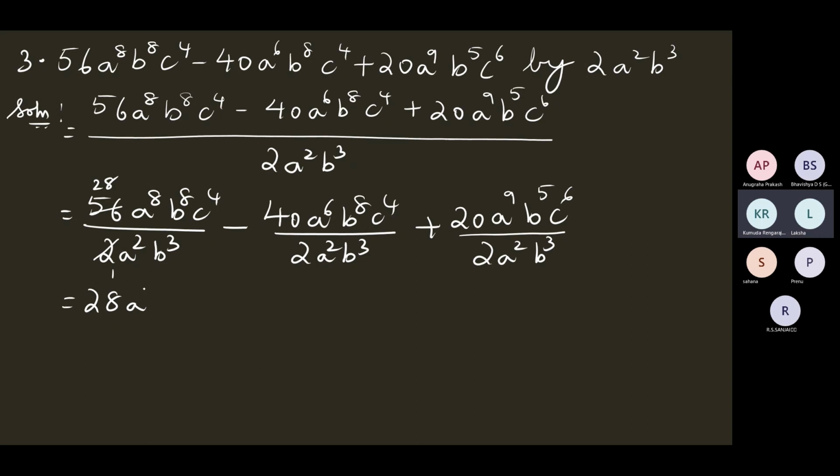28, so it'll be 28. A to the power 6. No, tell me the step. 8 minus 2, right? 8 minus 2. Then B to the power, B power 8 minus 3. Yeah. And C power 4. Yeah, next, minus.